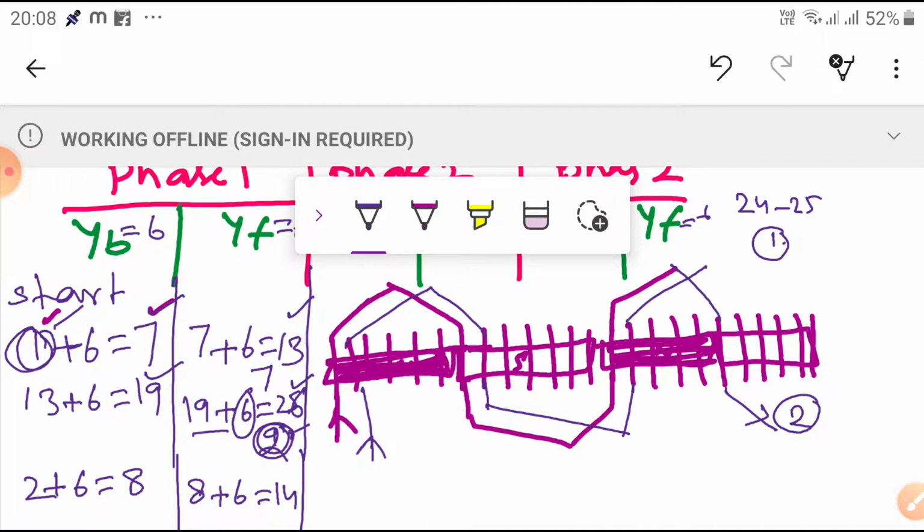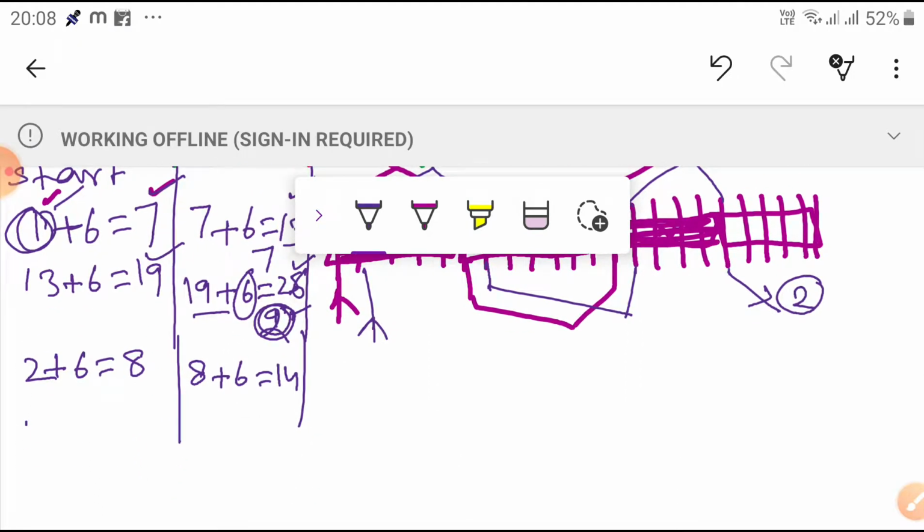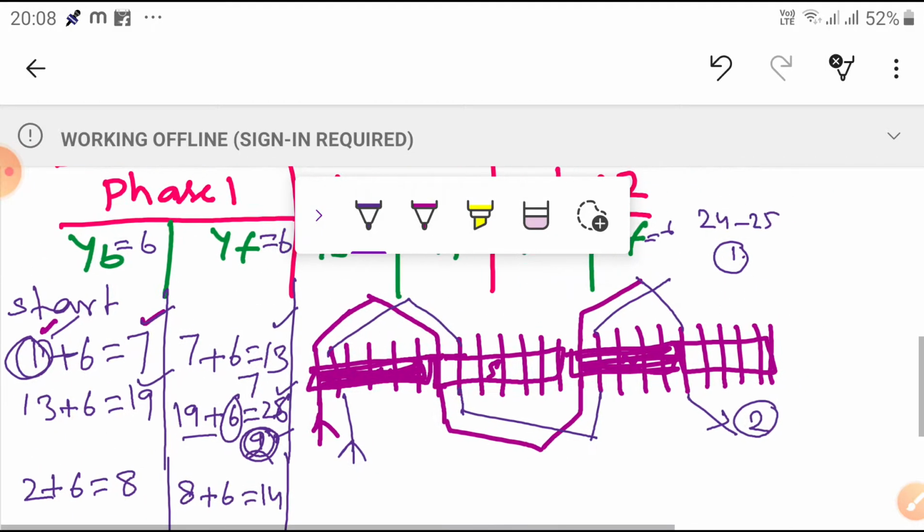Now what is next? 14 plus 6, I am going to connect it. 14 plus 6 is equal to 20. So I am going to connect this 20. So here is 20, here is 20. So this is connected to 20. This is the finishing.